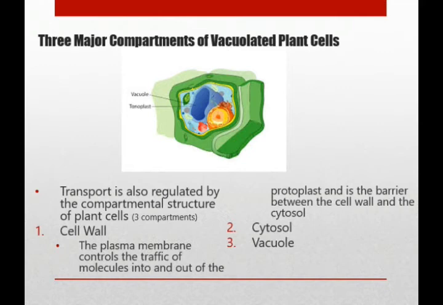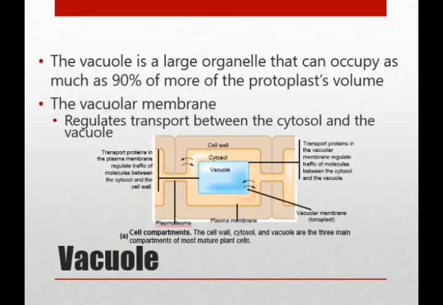There are three major compartments of vacuolated plant cells. First of all, you have the cell wall, then you have the cytosol, and the vacuole. The vacuole is a large organelle that can occupy as much as 90% of the protoplast volume. It has a membrane called the vacuolar membrane, which regulates transport between the cytosol and the vacuole.